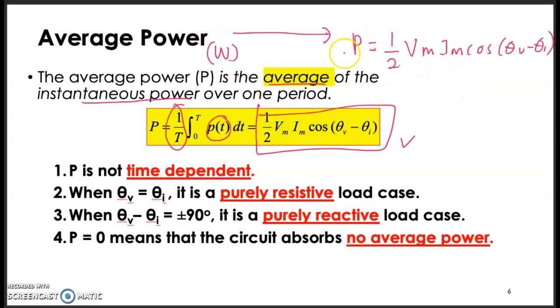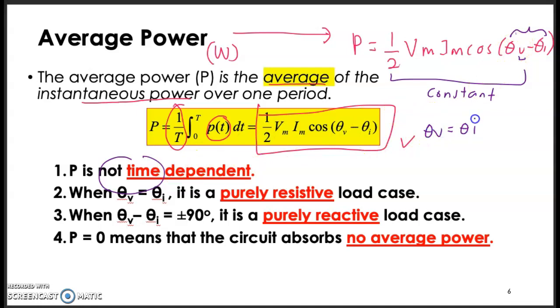If we see from this formula, there is no time dependence. It is a constant, so this average power is not time dependent. And we have here cosine of theta V minus theta I, so we are going to check whether this is leading or lagging. If theta V is equal to theta I, it means there is no phase shift, so this one is purely resistive.